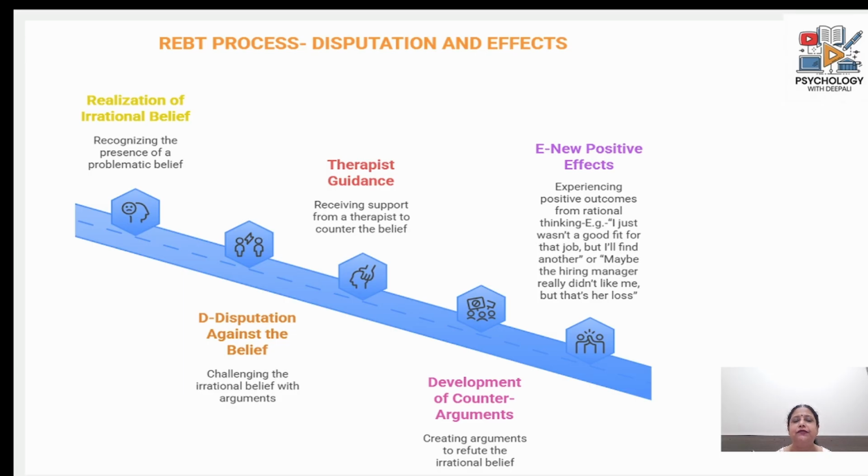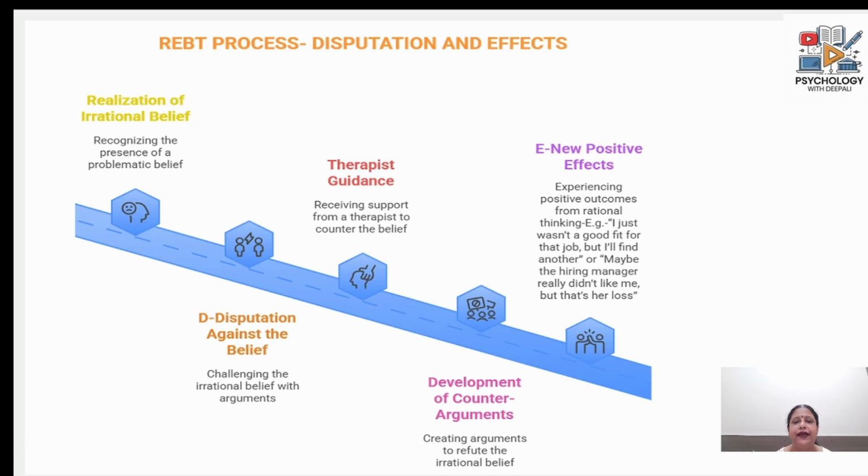So the client is made aware by the therapist that these are the various irrational beliefs that are actually causing the problem rather than something else. To counteract these irrational beliefs, the therapist will start challenging them along with certain arguments, which could be emotional arguments, or logical arguments also.